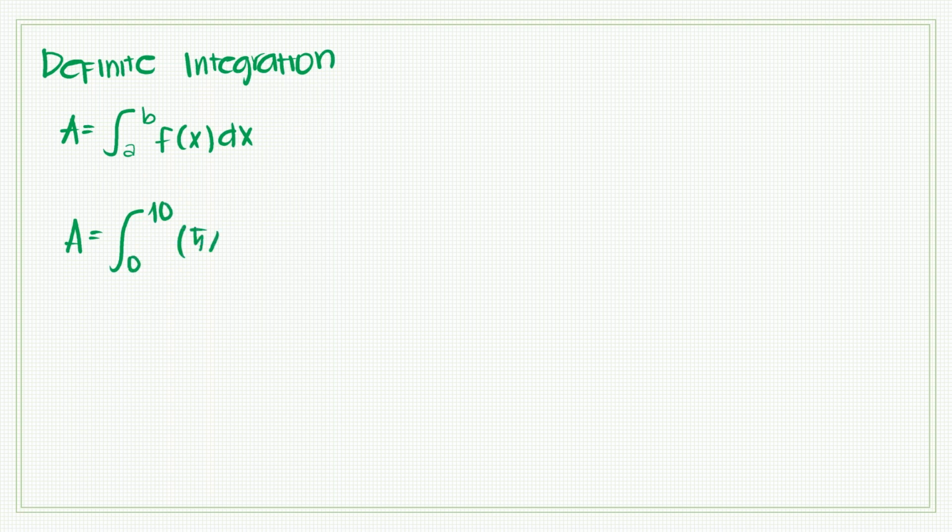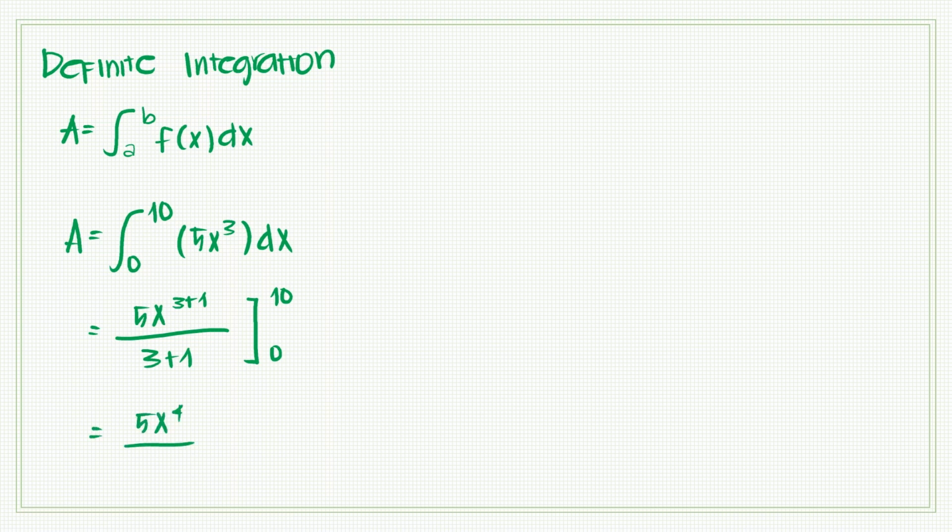integration with the formula of the area under a curve from a to b for f of x. So, our solution will be area is equal to the area under a curve from 0 to 10 for f of x, where f of x is 5x cubed dx. In integration, first, we are going to get the antiderivative of x cubed by adding 1 to its exponent. So, 5x raised to 3 plus 1 over 3 plus 1, it will be 5x raised to 4 over 4 with a lower limit of 0 and upper limit of 10.